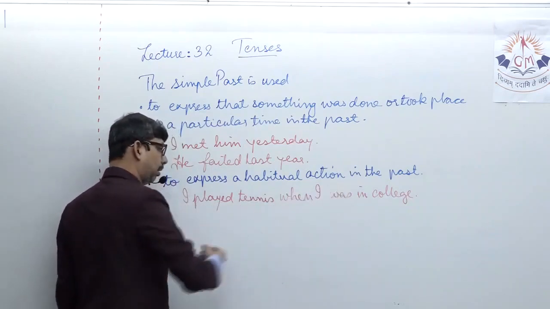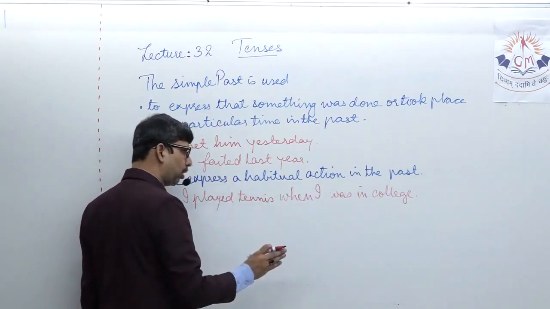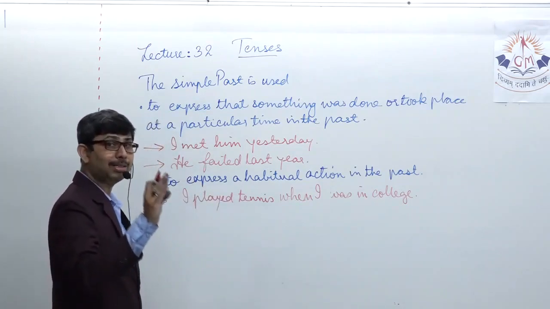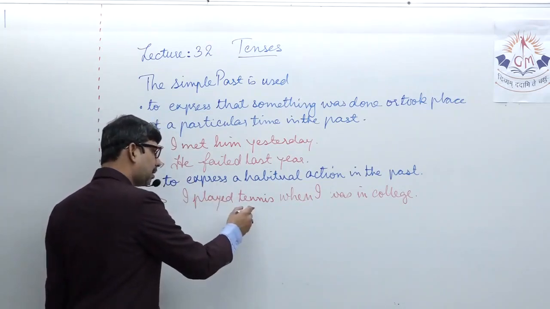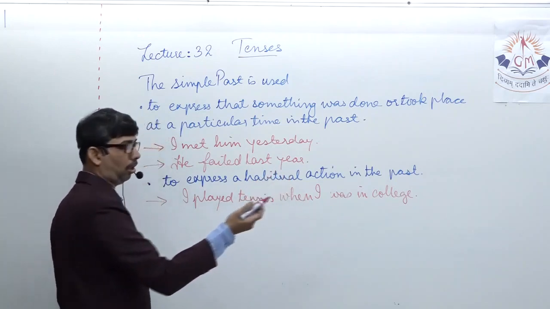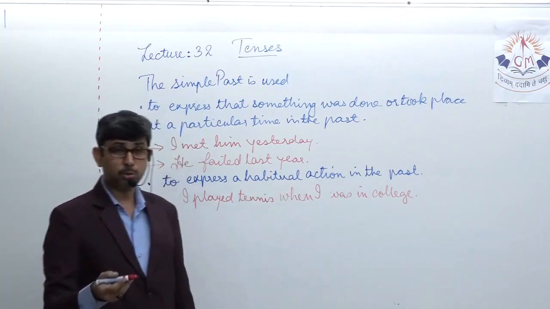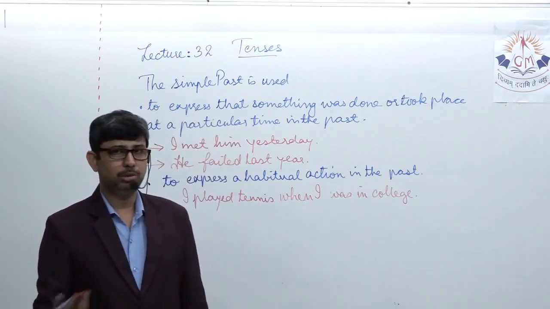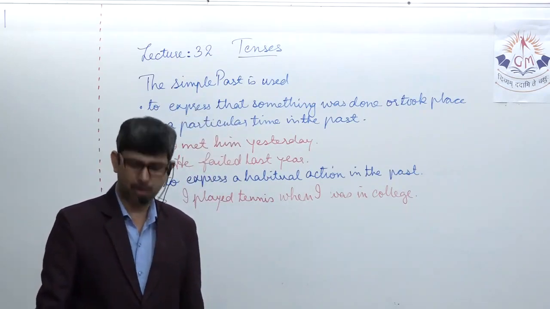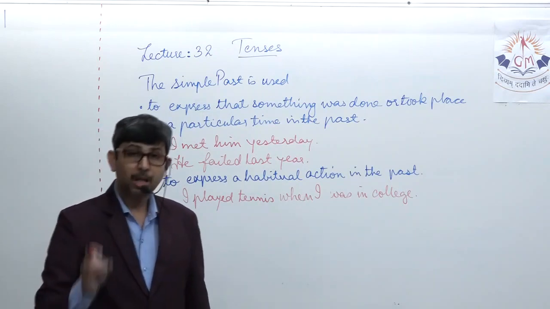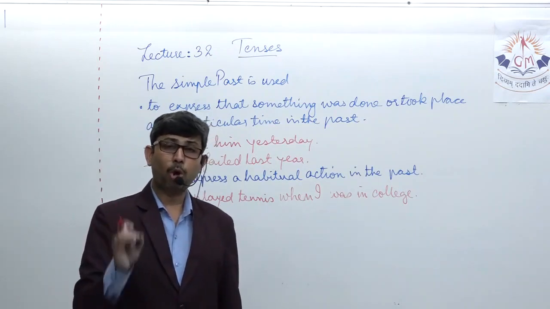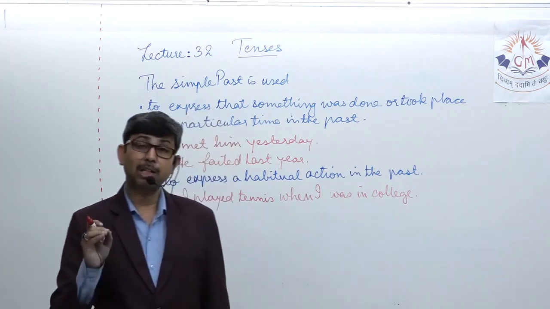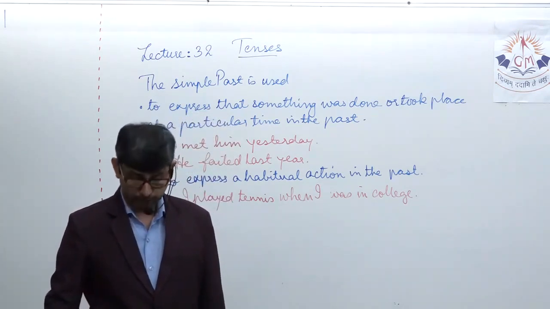So the whole sentence refers to an action that was done as a matter of habit, but in the past time. I played tennis when I was in college. So when you were in college, you were in the habit of playing tennis regularly. But at the moment, you are not playing, or very rarely you are playing. So we use a simple past in order to express something that was done as a matter of habit.